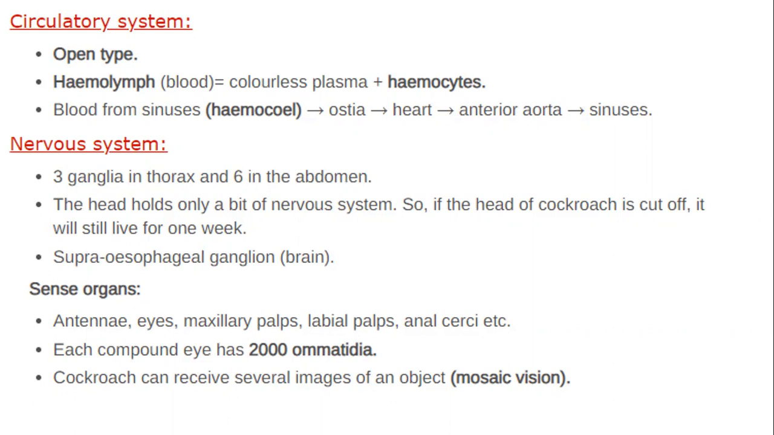Sense organs are the antennae, eyes, maxillary palps, labial palps, and anal cerci, etc. Each compound eye has about 2000 ommatidia. 2000 ommatidia are present in each compound eye. Cockroach can receive several images of an object, that is the mosaic vision.